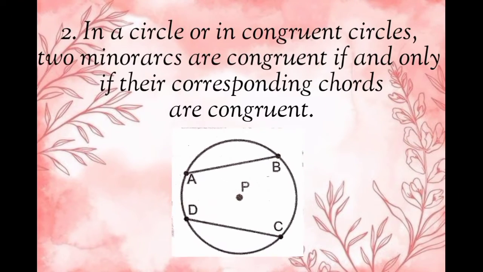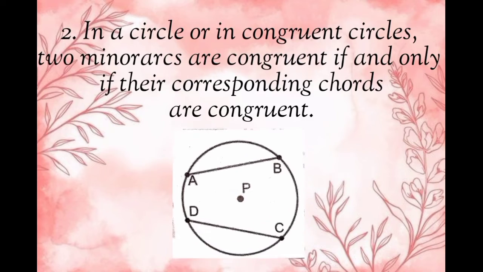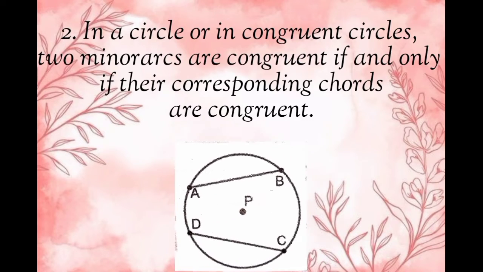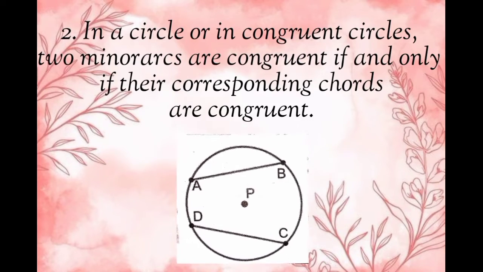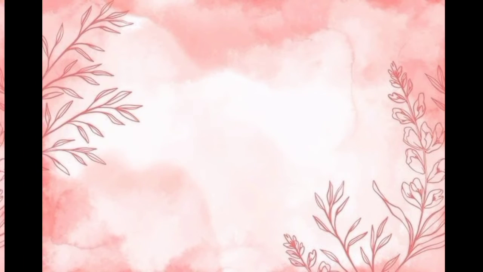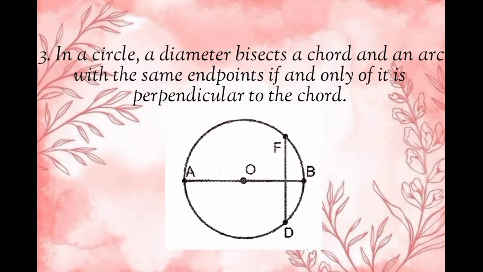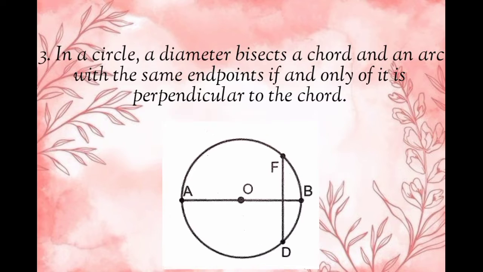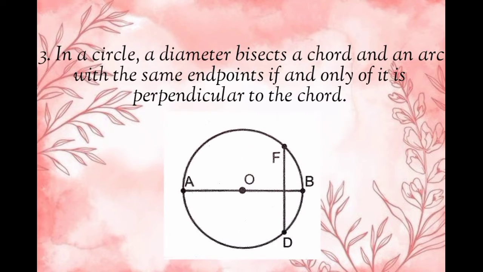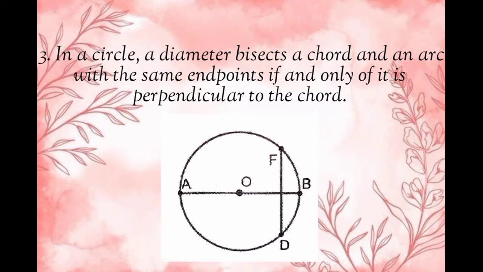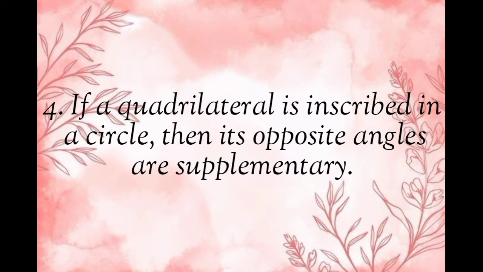In a circle, or in congruent circles, two minor arcs are congruent if and only if their corresponding chords are congruent. In a circle, a diameter bisects a chord and an arc with the same endpoints if and only if it is perpendicular to the chord. If a quadrilateral is inscribed in a circle, then its opposite angles are supplementary.